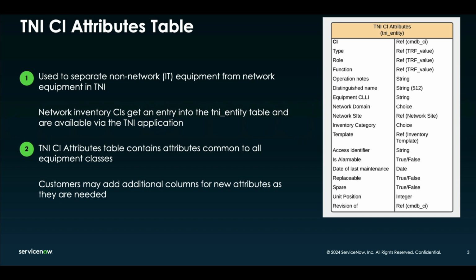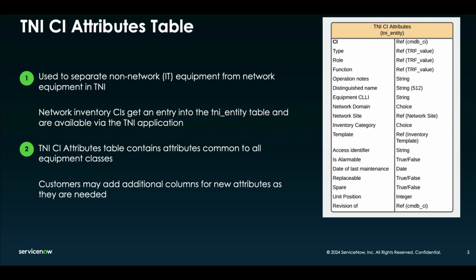The first is to separate non-network or IT equipment from network equipment in TNI. So an example of that will be servers. Sometimes servers are used in network inventory to support virtual network functions, so virtual routers, virtual firewalls. But servers are obviously related directly to IT as well. And so many times you will not want to commingle your IT assets and CIs with your network assets as well. So you need a way to be able to separate those. And the TNI attributes table is how that is done.